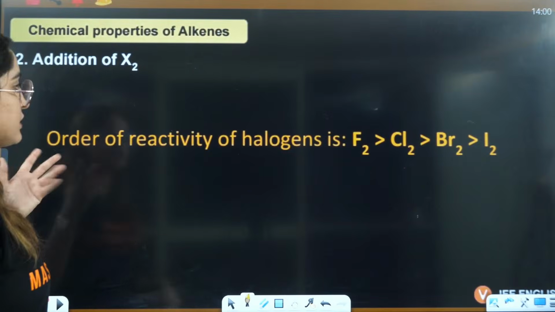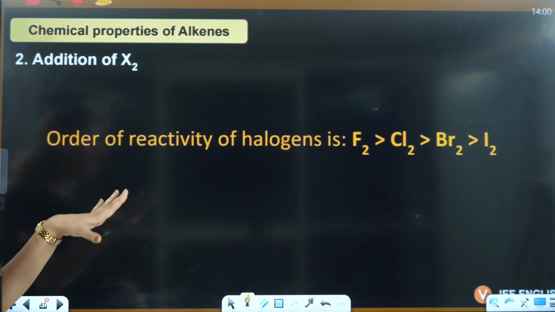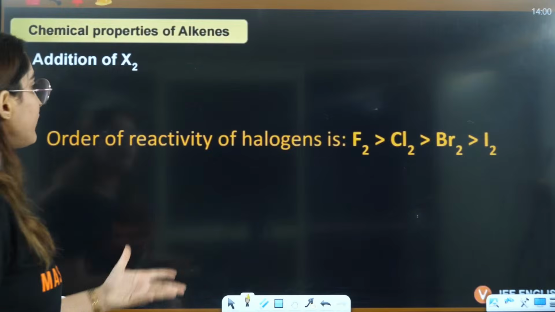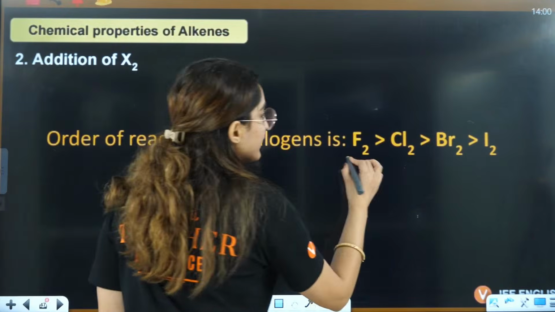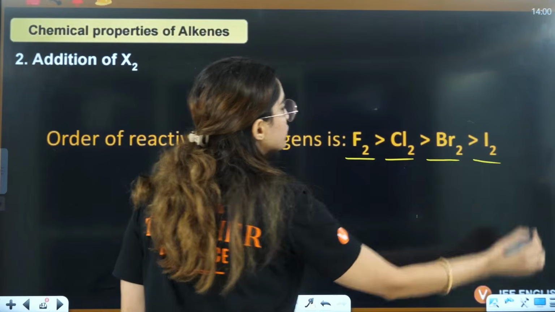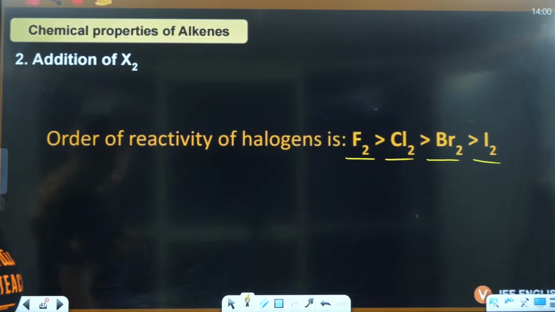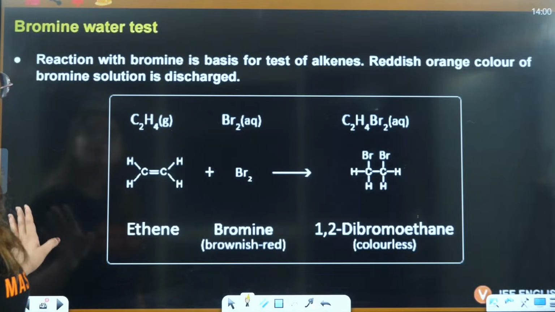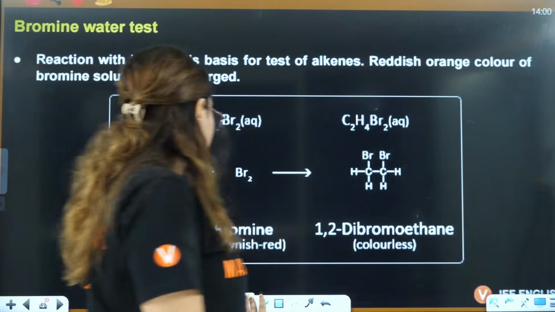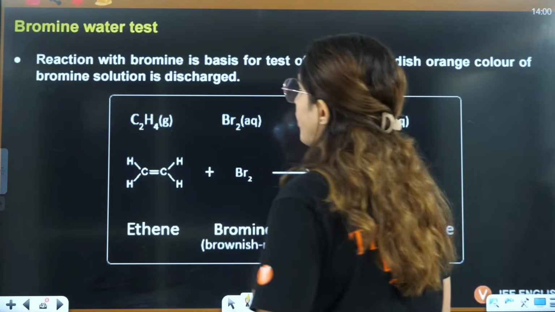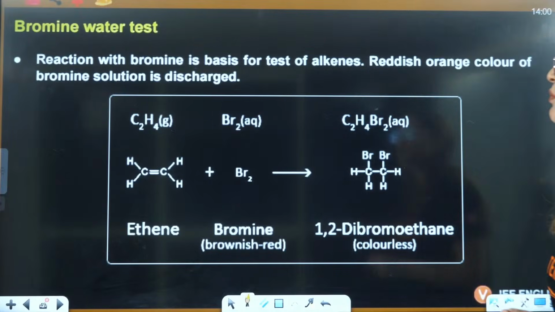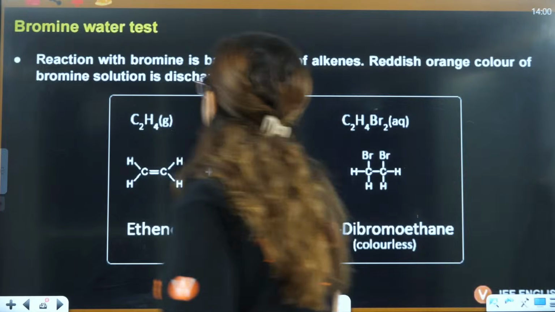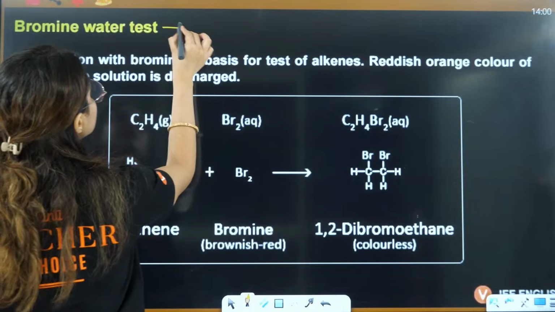Now, this we have studied. Now, addition of X2. Reactivity will be F2 is highly reactive, then Cl2, then Br2, then I2. This is the reactivity of halogens that you add here. Then bromine water test. Now, what is bromine water test? Reaction with bromine is the basis for the test of alkenes. So, this is a test of unsaturation.